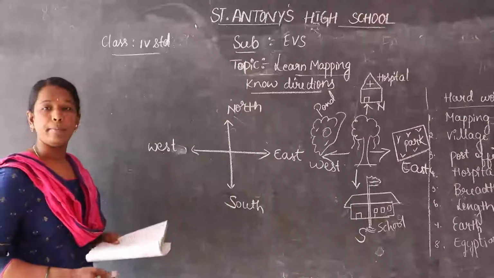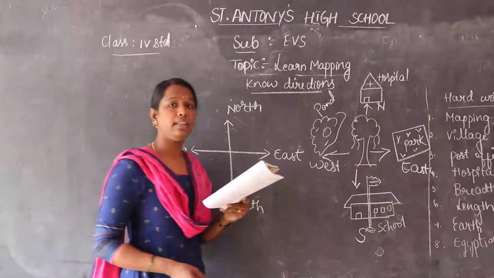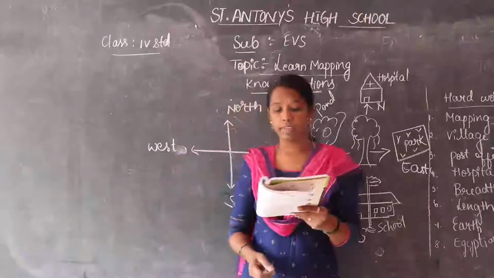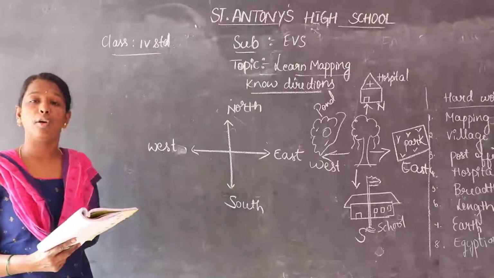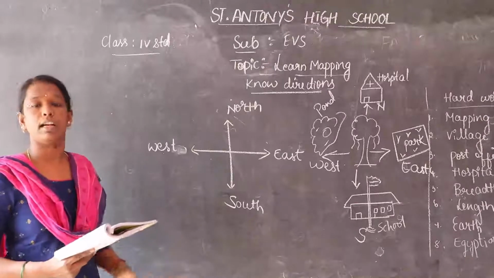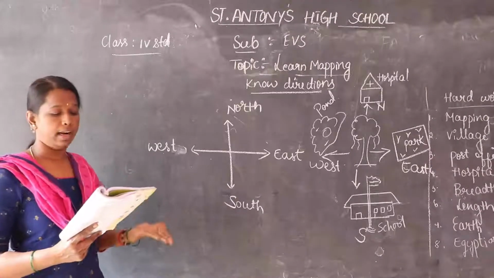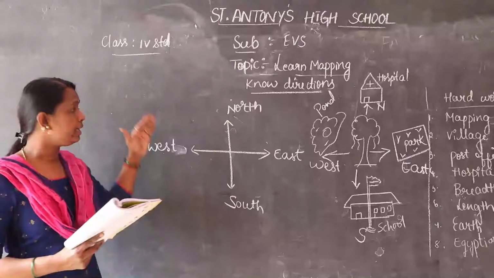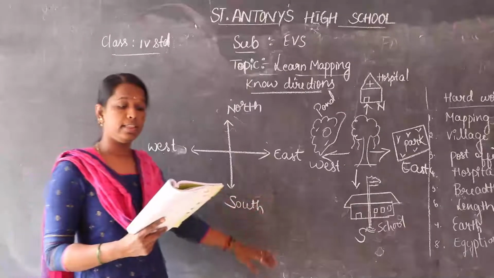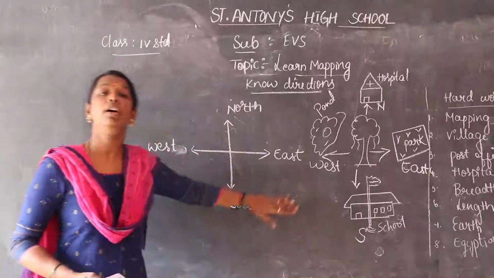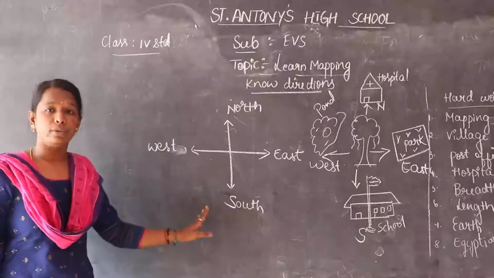Observe the Karnataka map. Write the direction of the places given in the reference. Children, you have to locate some directions on the Karnataka map: Andhra Pradesh, Kerala, Maharashtra, like that. Our Karnataka is located in the south, and Kerala and Andhra Pradesh are also in the south direction in the India map.